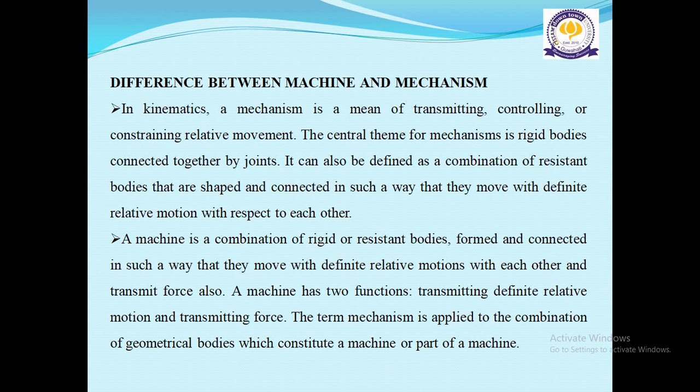Whereas a machine is a combination of rigid or resistant bodies formed and connected in such a way that they move with definite relative motion with each other and transmit force also. A machine has two functions: transmitting definite relative motion and transmitting force. These two functions are very important for a machine. It transmits both of them. The term mechanism is applied to the combination of geometrical bodies which constitute a machine or part of a machine.